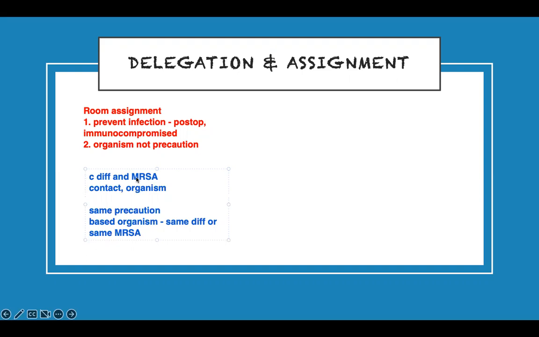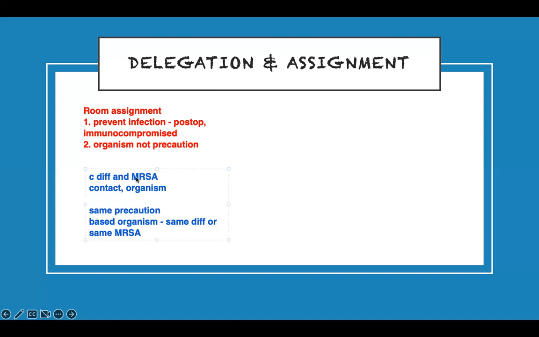So you try not to do that as much as possible. You can have 2 C. diffs or 2 MRSA. They have to be the same organism, but not the same precaution. And that is the way you should think about it. These are the 2 words for room assignment. If you know it, that's straightforward.